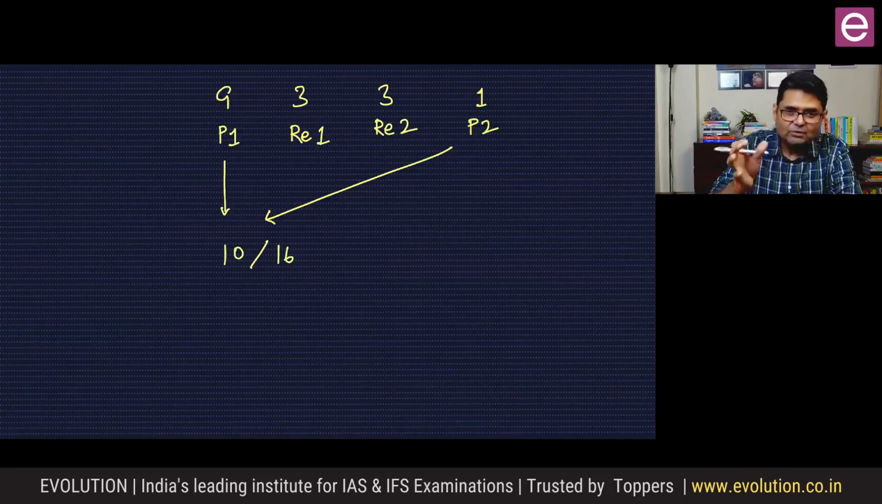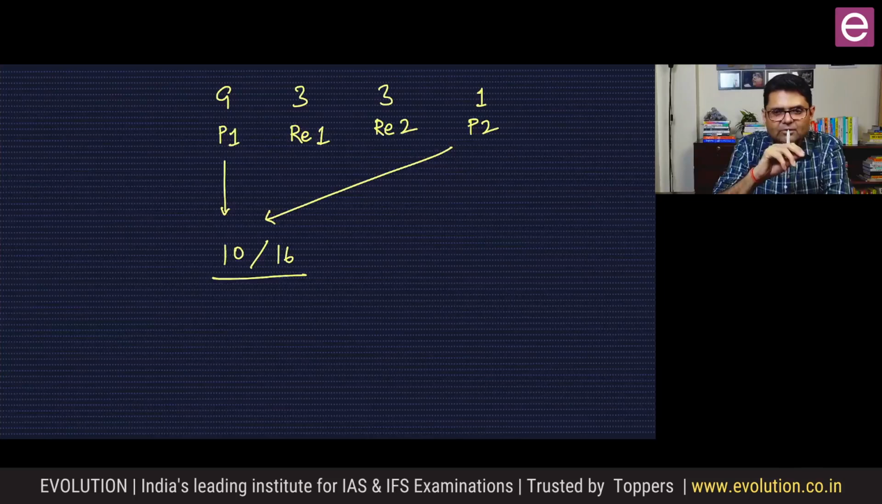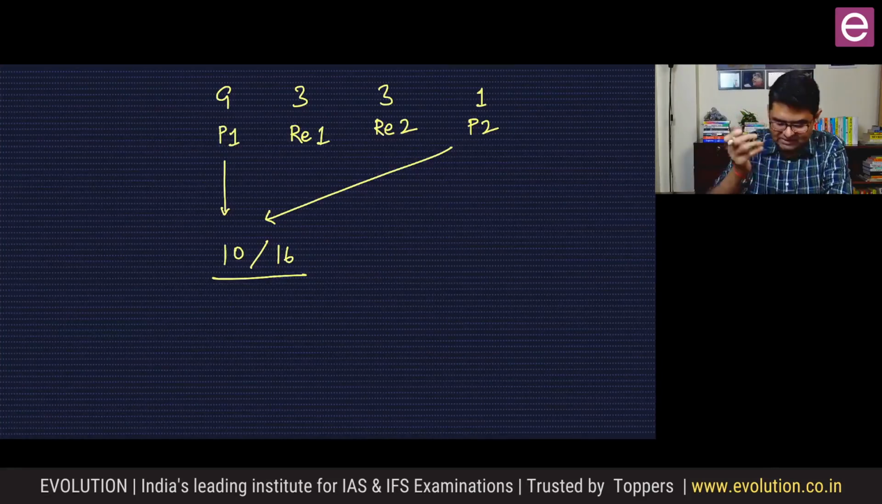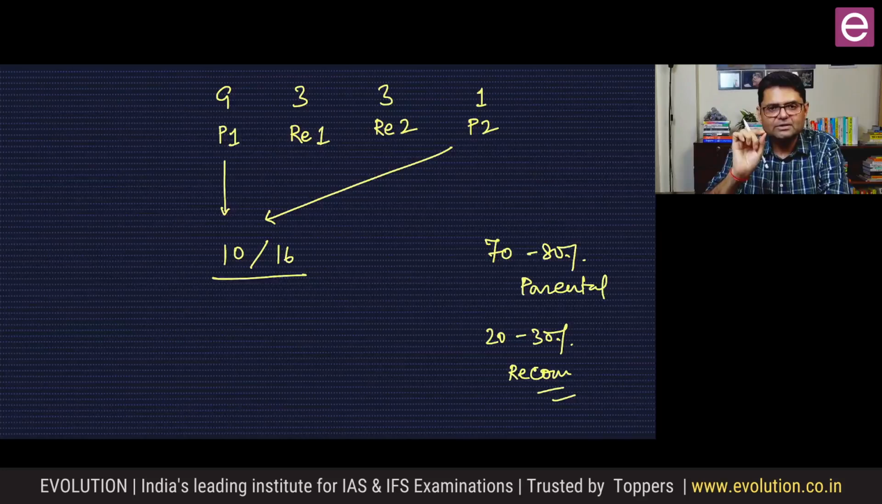So if you now look at it, it is slightly above 50%. But that is pretty much all. 10 out of 16 is slightly above 50%. But if you see 70 to 80% parental type and 20 to 30% recombinant type, then there is great likelihood that what you are seeing is an example of linkage.